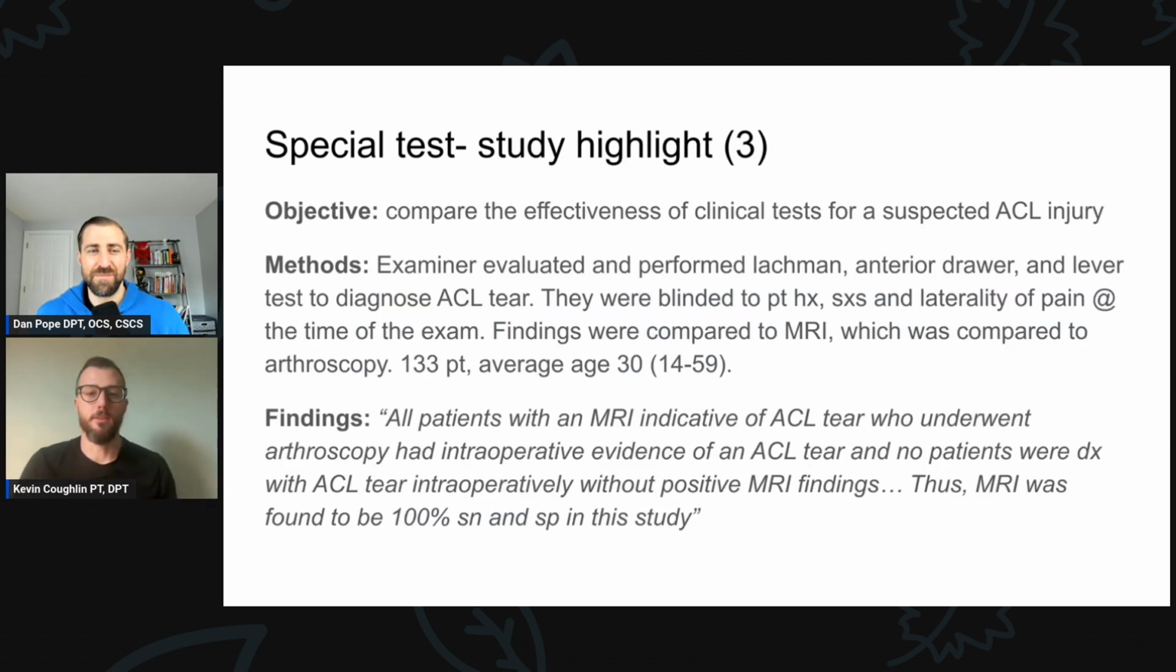Getting into the study a little bit, the objective of the study was to compare the effectiveness of different clinical tests for a suspected ACL injury.